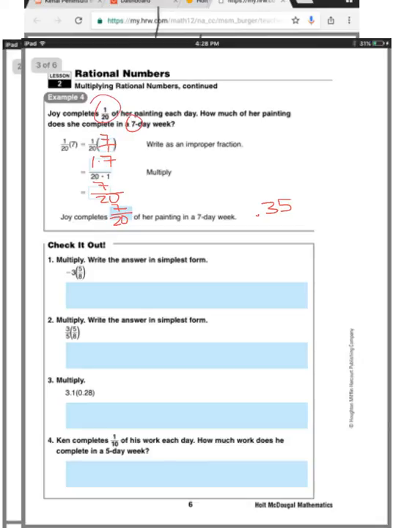So you can do those 4 check it out problems to make sure you know how to do your math lesson, and my baby is crying, so I need to go.